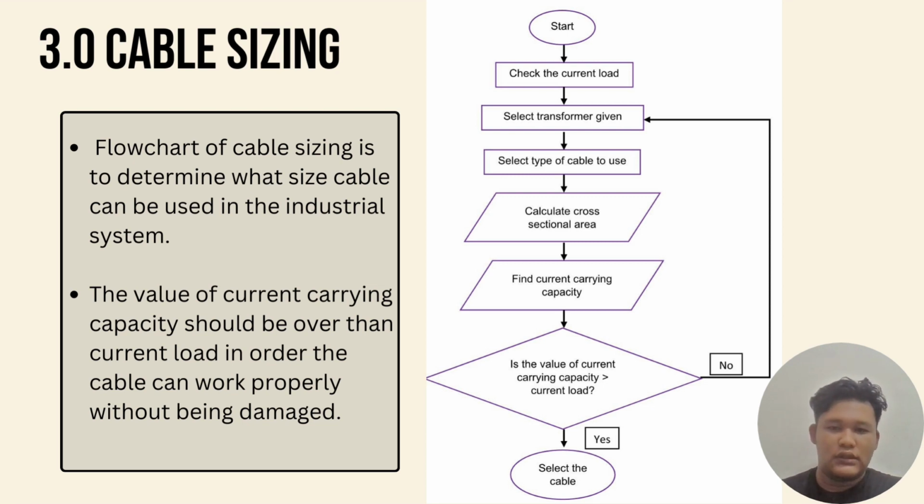As you can see in the flowchart, this is for cable sizing. From the start, check the current load and then select the transformer given. After that, select the type of cable that needs to be used. After that, we calculate the cross-sectional area and then find the current carrying capacity. After that, is the value of current carrying capacity over the current load? If no, we should select again, and if yes, the cable is selected.